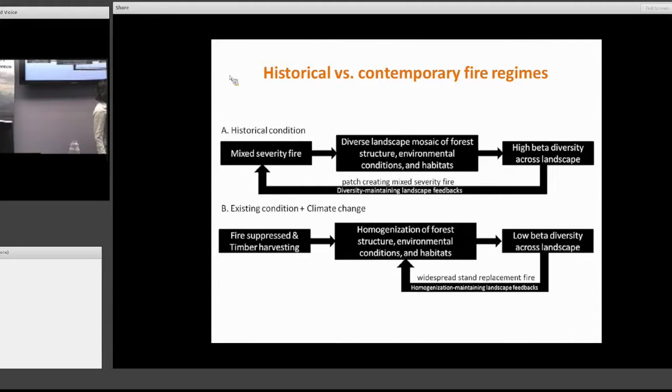Historically there have been many mixed severity fires across the landscape, which might lead to high beta diversity because of this sort of mosaic structure of forests, differing environmental conditions and habitats across the landscape.